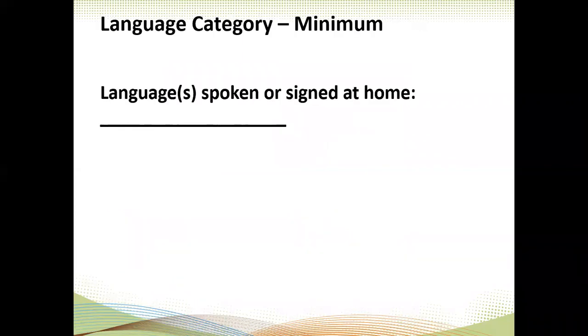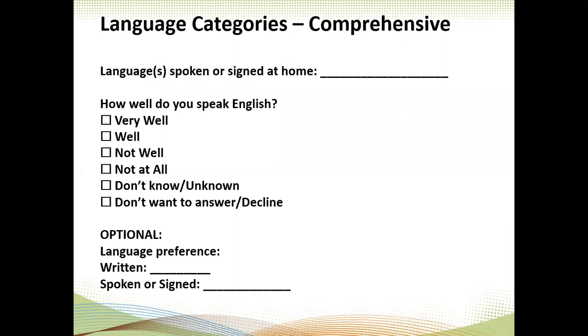So let's see, with language categories, pretty straightforward. Language spoken or signed at home. And then with the comprehensive, you see that same question, but with a set of additional questions and a really recommended optional question.